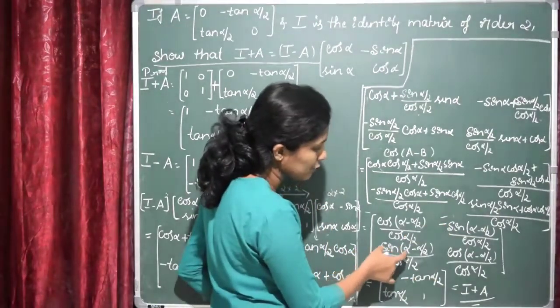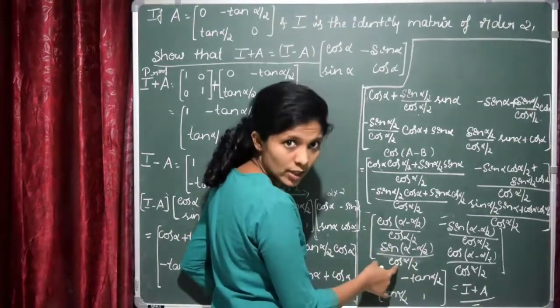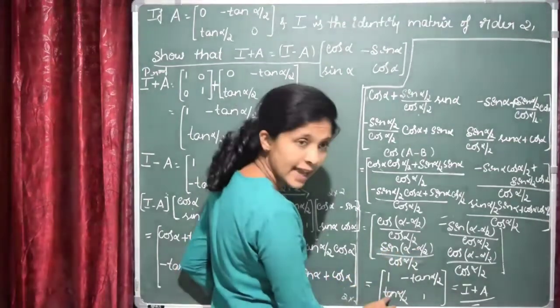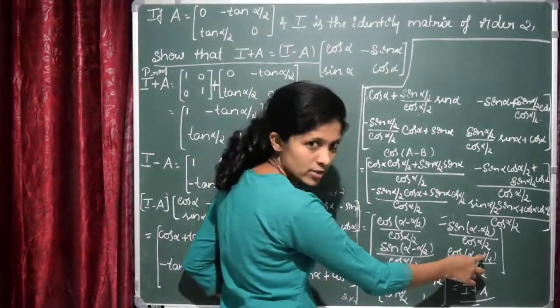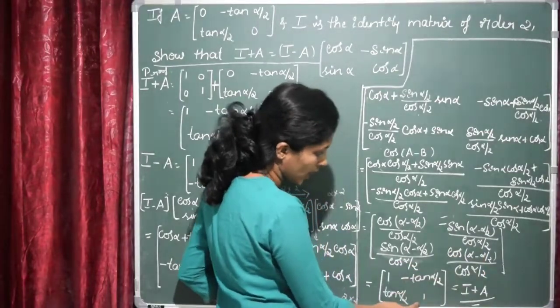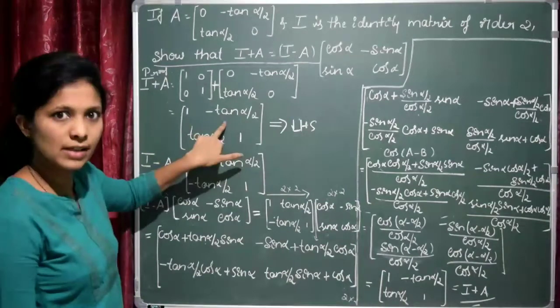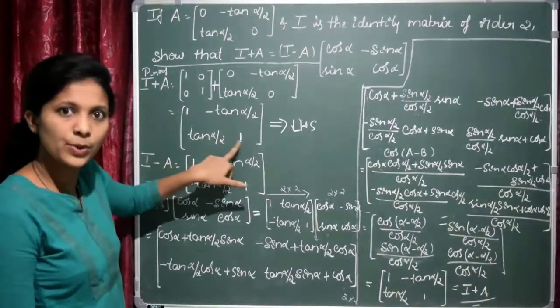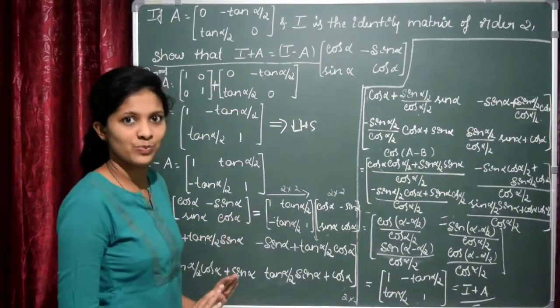Next here, sin of alpha minus alpha by 2. So it is sin alpha by 2 divided by cos alpha by 2. Sin by cos will be tan alpha by 2. Here cos of alpha minus alpha by 2 will be cos alpha by 2 and this will get cancelled, 1. What is the result? Here 1 minus tan alpha by 2 over tan alpha by 2 and 1. This is a proof. Actually this problem is not important, but you should know. Okay.